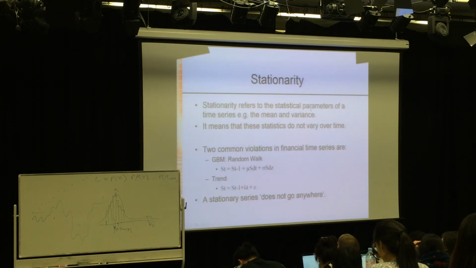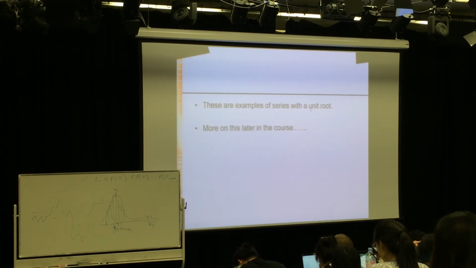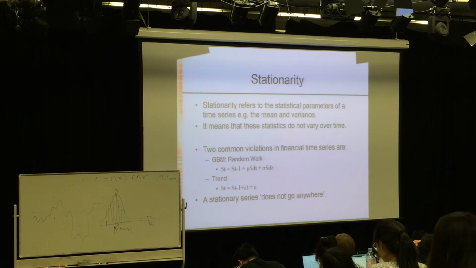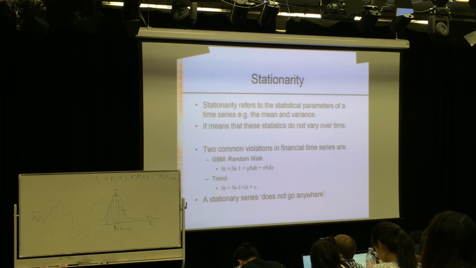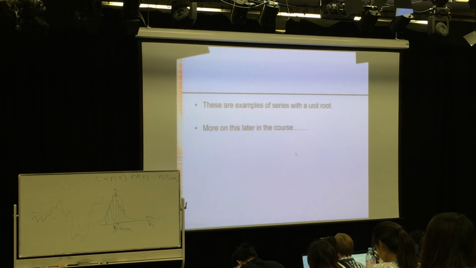Okay, so these are examples of series that have a unit root. What the unit root means is basically, if you look at this, S of t today is 1 unit times S of t yesterday. Unit roots and unit root tests are checking for that. They're checking for a multiply by 1 value here. But we're going to go into that in more detail later.